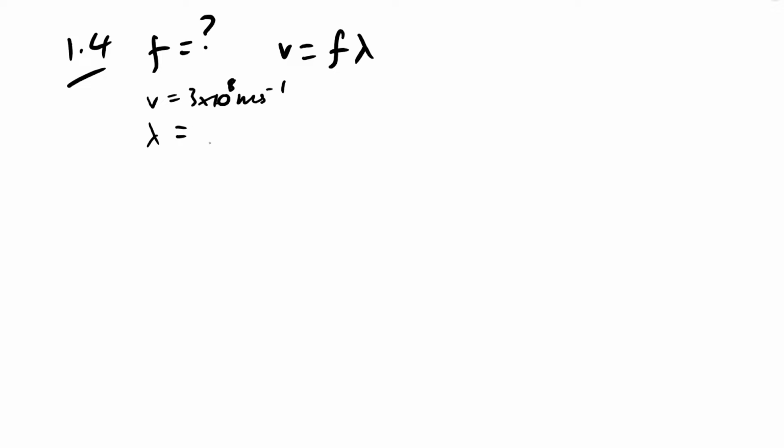1.4, deduce the frequency of the microwaves produced by T. Well, we know that is going to be something to do with our wave equation, v or c equals f lambda. We know that v is 3 times 10 to the 8 meters per second. So the question is, what is the wavelength? So let's have a look. We can see that P to Q is the 8th minimum. So there's 1, 2, 3, 4, 5, 6, 7, 8. And so we should have a minimum current there.